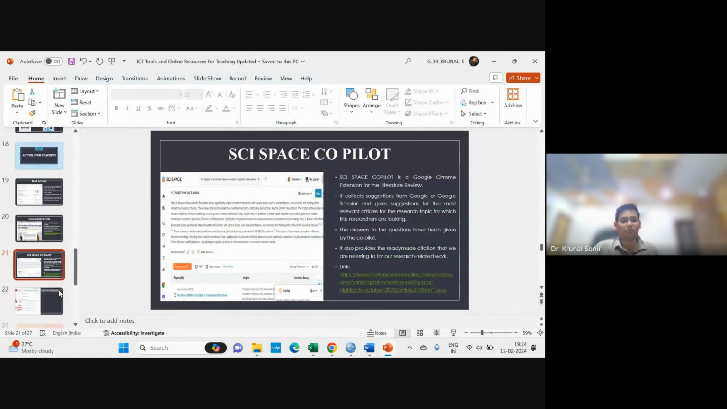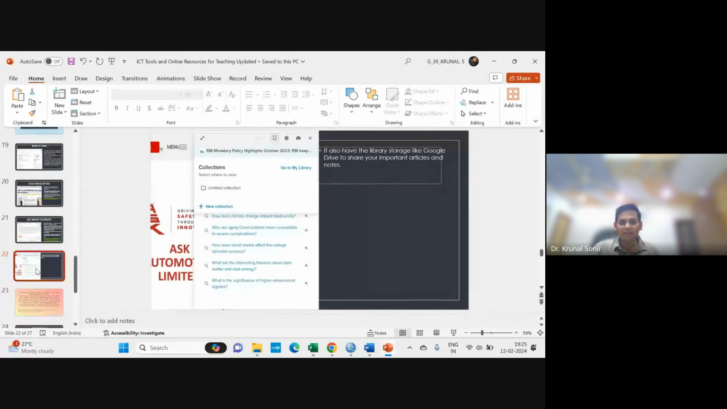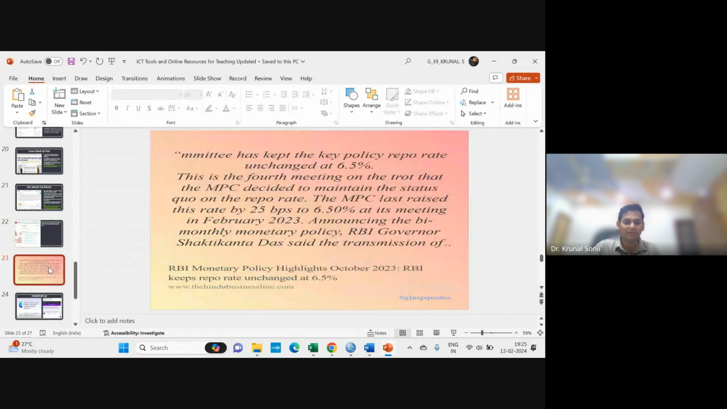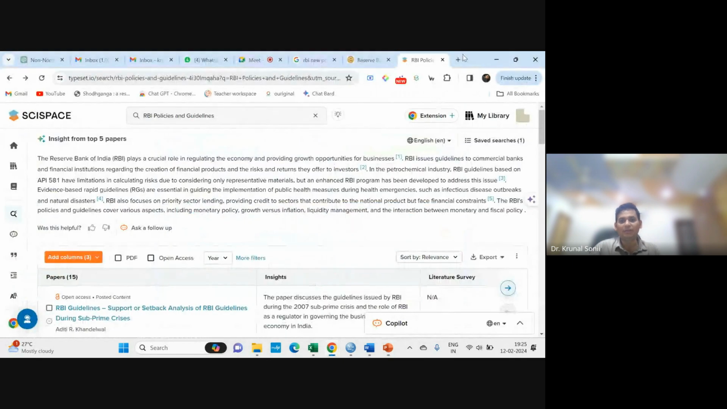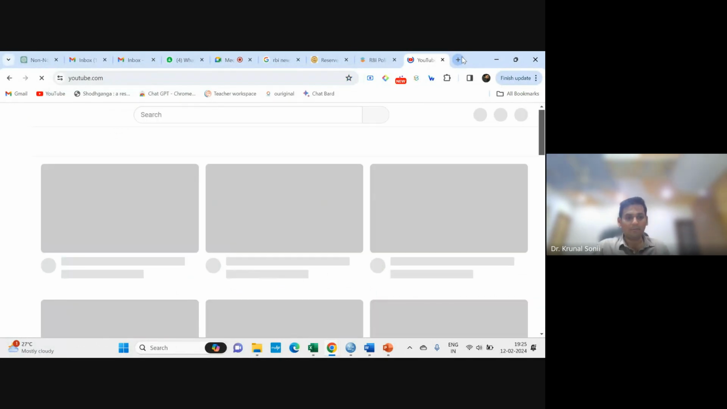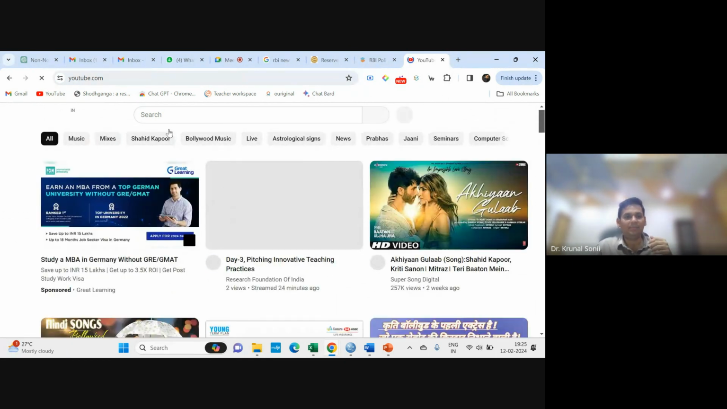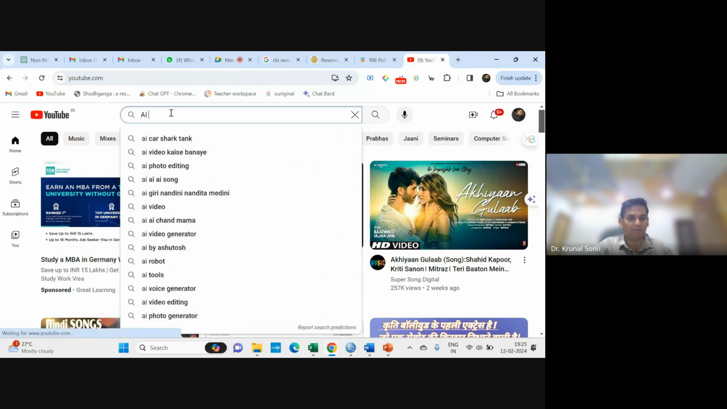Then, Skyspace Copilot we have already seen, right? And one more thing which I have to show you is that if you go to YouTube, YouTube also has the option. If you want to analyze any video on YouTube, with glassdoor.com, an extension of Google Chrome, it will also give the summary of the video that you are looking for, right?